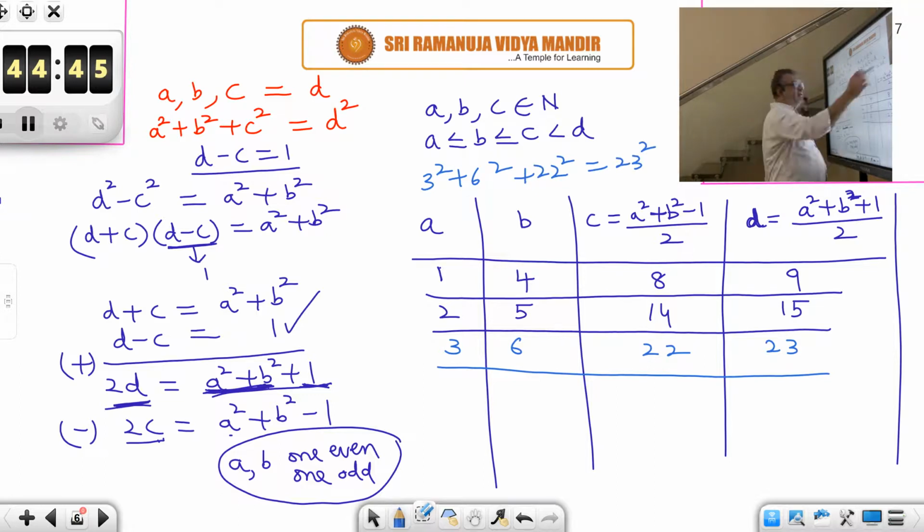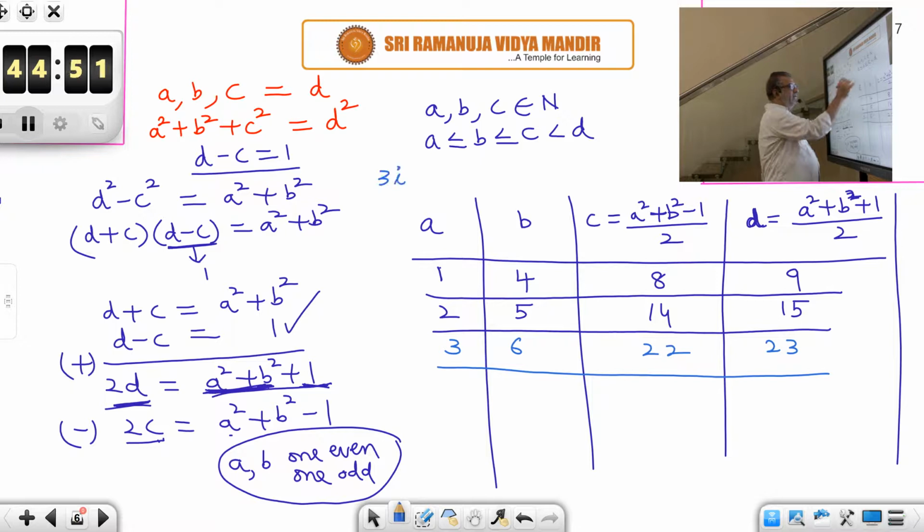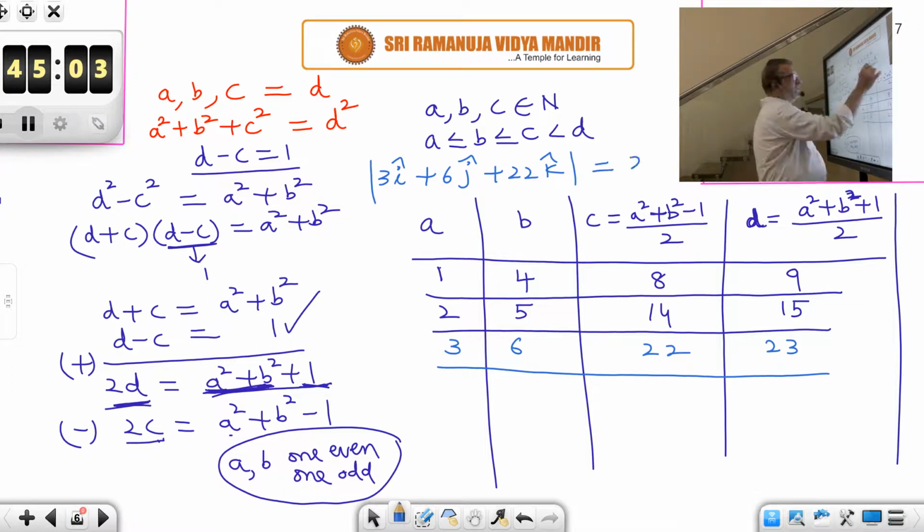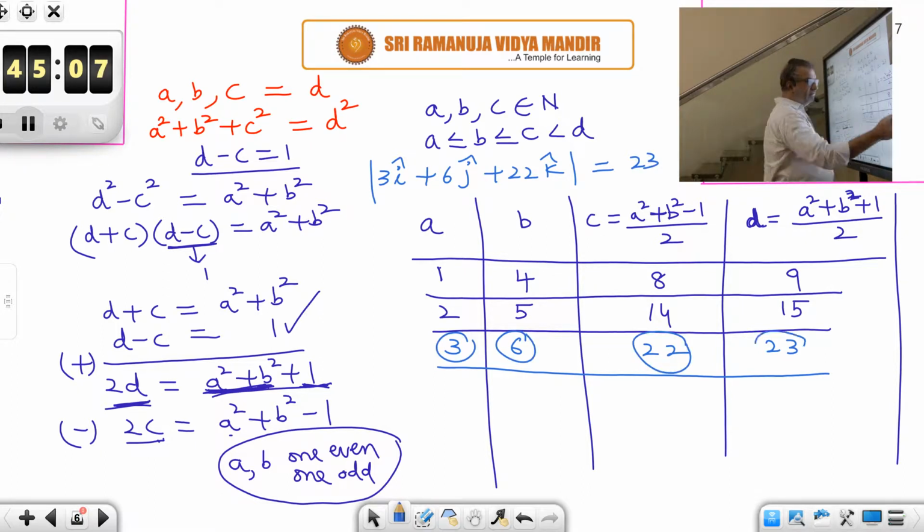So these will be useful in your physics also. In physics, you have vectors like 3i plus 6j plus 22k. What is the modulus of this vector? It is just 23. Since (3, 6, 22) gives 23.